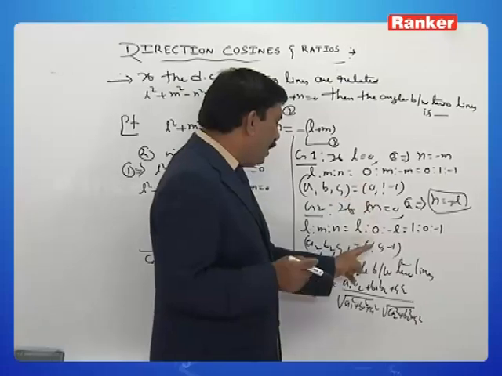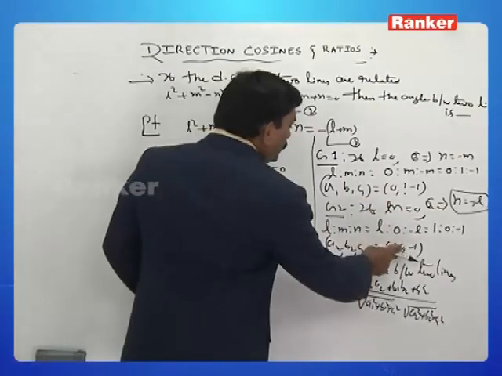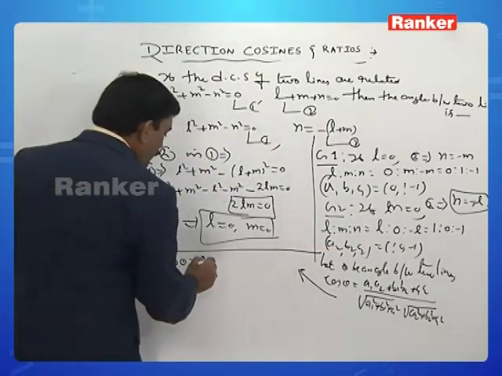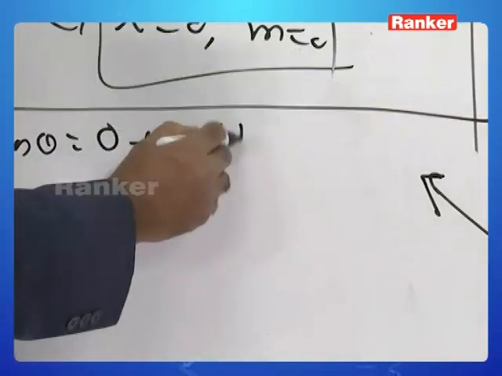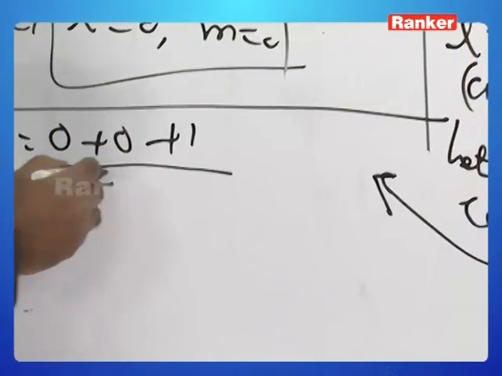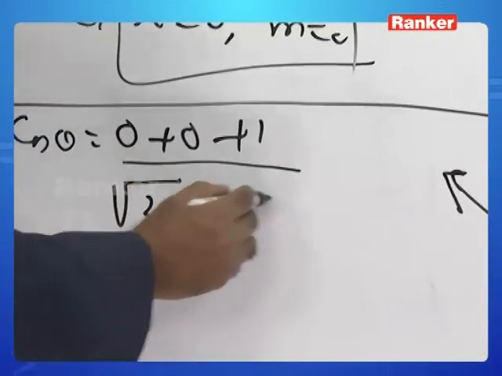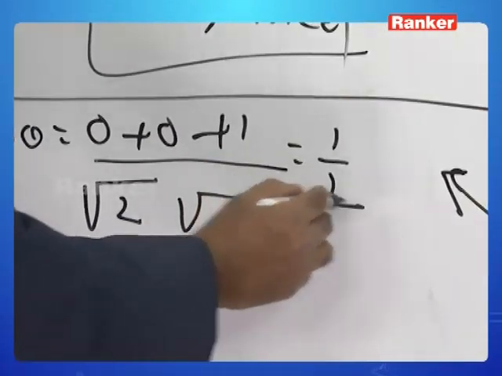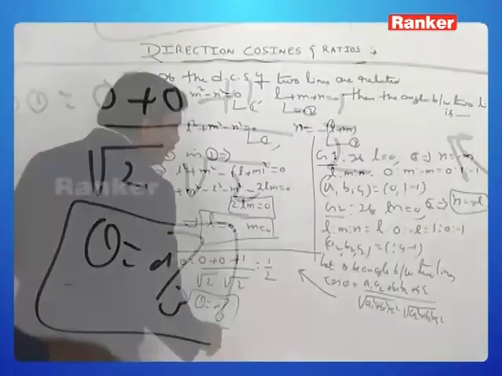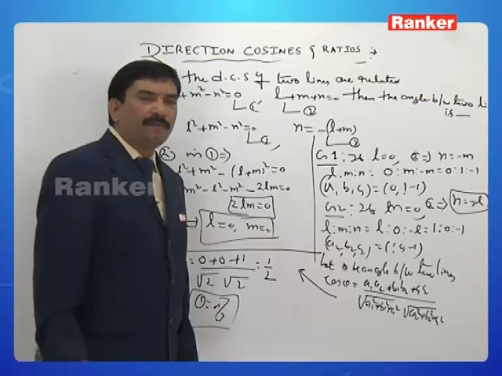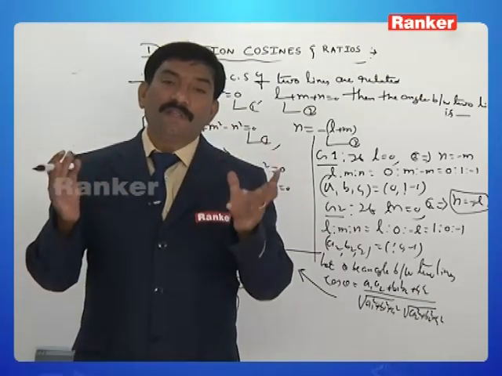Now 1 into 0, it's a 0. Next 0 into 1, it's a what? 0. Next minus 1 into 1, it's a what? minus 1, by square root of A1 square plus B1 square. It becomes 2. This also becomes 2. Therefore cos theta is equal to 1 by 2. Therefore theta is equal to what? Pi by 3.